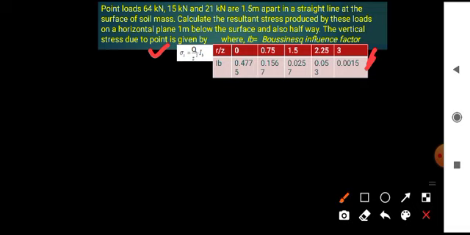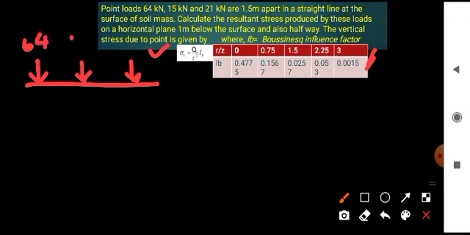Now there are three loads. I will rewrite the condition which is given here. There are three loads: 64 kilonewton, 15 kilonewton and 21 kilonewton. We are calculating at a depth of 1 meter, so z is equal to 1 meter. Let me write here, z is equal to 1 meter.